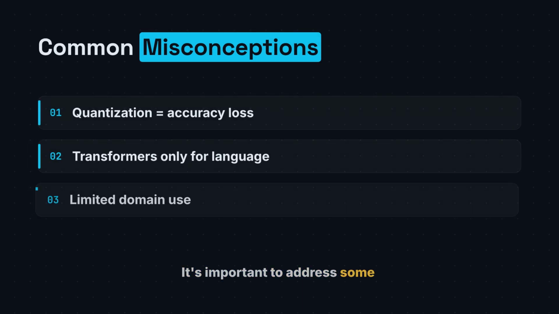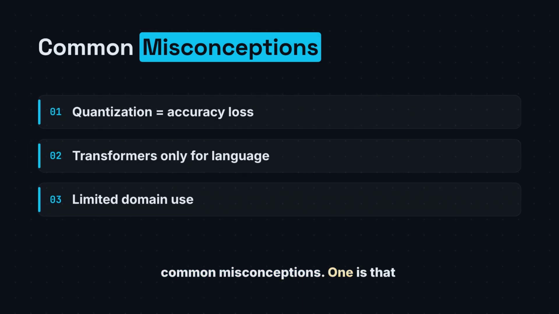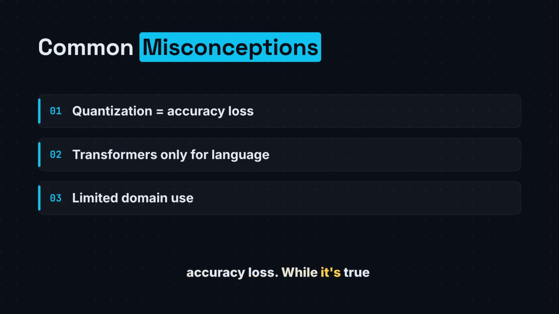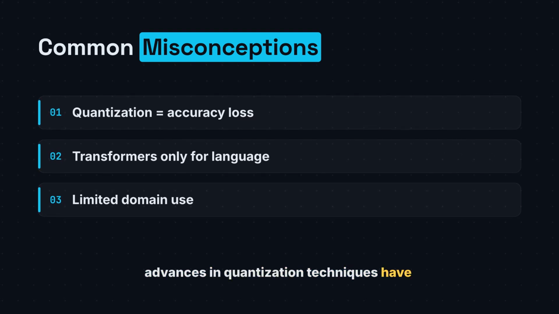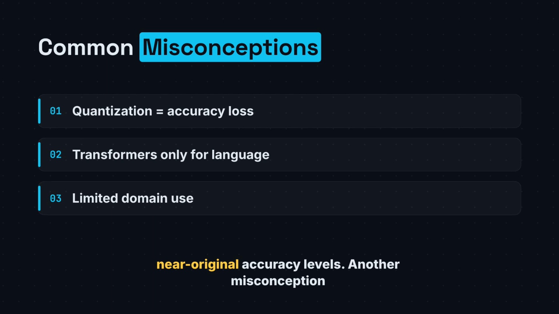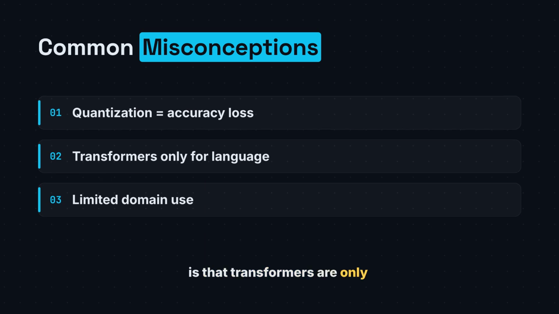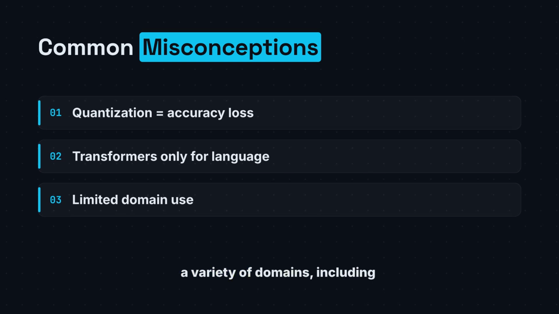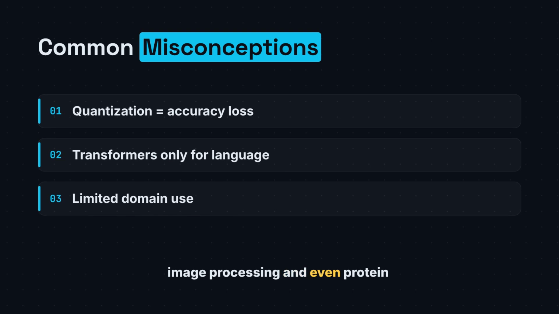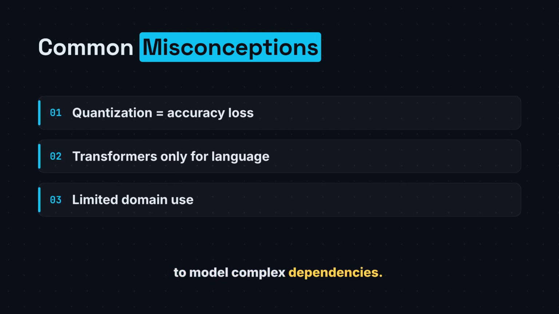It's important to address some common misconceptions. One is that quantization always leads to significant accuracy loss. While it's true that some loss is inevitable, advances in quantization techniques have made it possible to achieve near-original accuracy levels. Another misconception is that transformers are only useful for language tasks. In reality, they're being used across a variety of domains, including image processing and even protein folding, because of their ability to model complex dependencies.